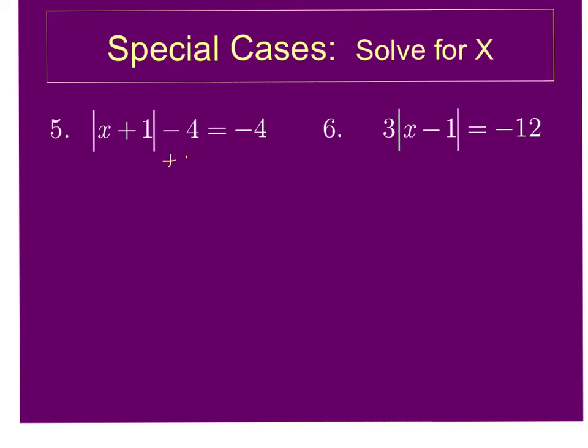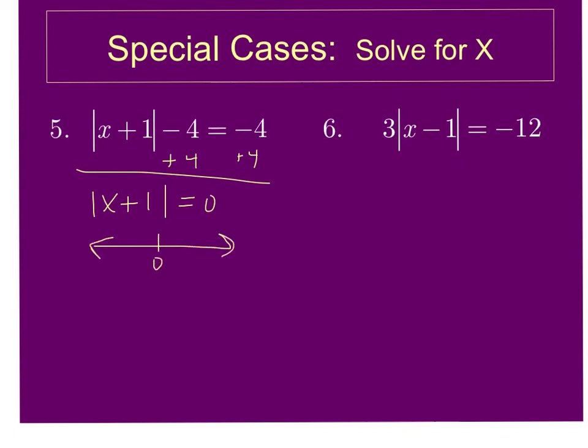If here I add 4 to both sides, I'm going to see that the absolute value of x plus 1 equals 0. If we think about our definition on the number line, there's only one number that's 0 units from 0, and that's 0. So we won't be able to split this equation. So all you have to solve is x plus 1 equals 0, and we get x equals negative 1.